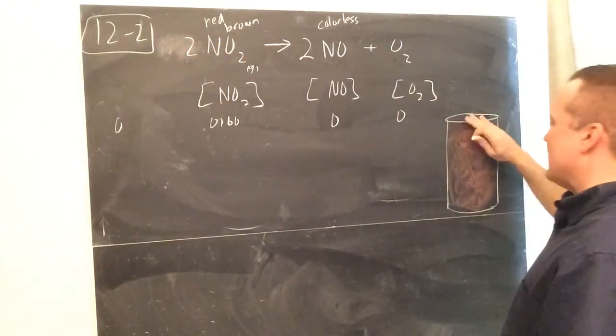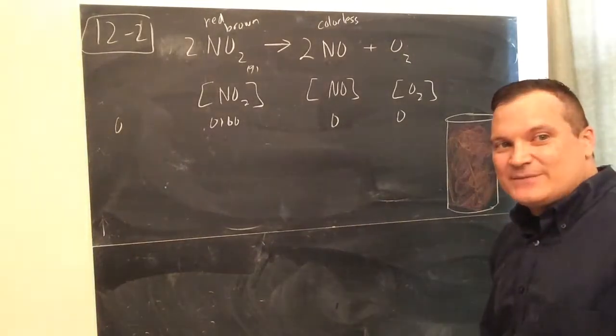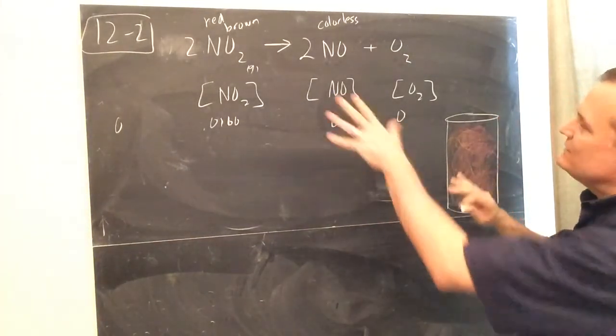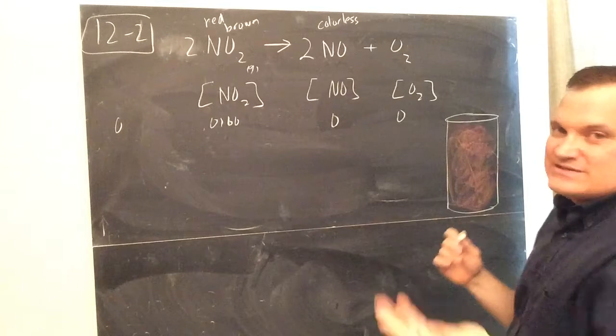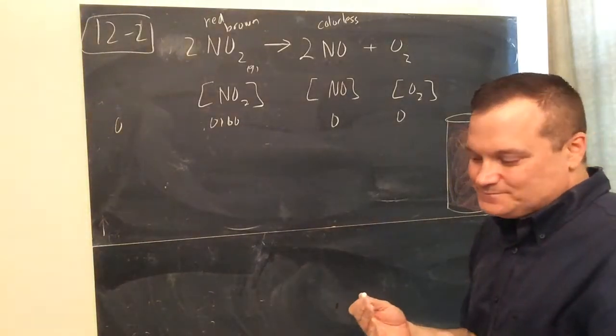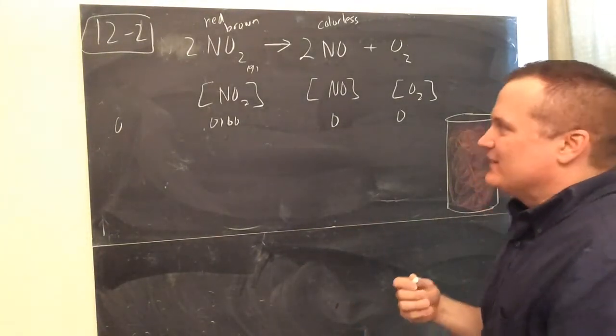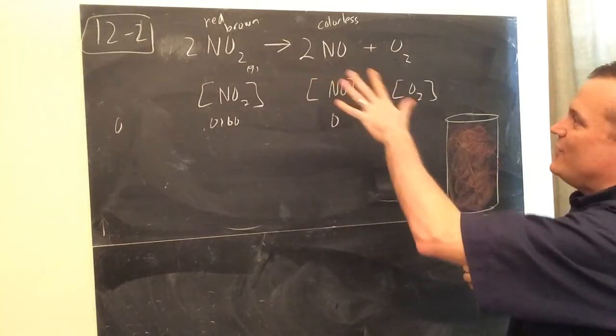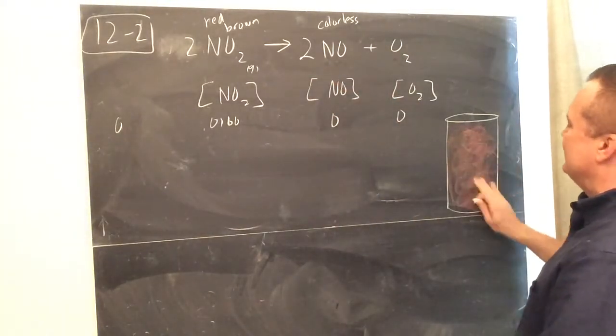All right, so it starts out looking this color. What's going to happen as time goes by? Sometimes they can tell you data like this on an AP. This doesn't take any math, or not too much thinking, to figure out: oh, it's going to get lighter and lighter and lighter.